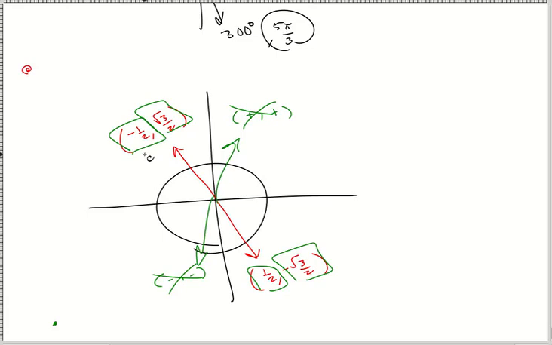I simply then look at my unit circle here, and I get the answers immediately. Lots of ways to do this. Could you use the calculator? Yes. Could you use all kind of things? Yes.